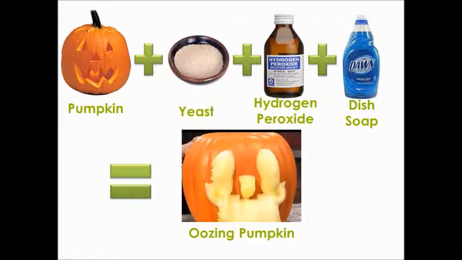When hydrogen peroxide, dish soap, and yeast are combined, the hydrogen peroxide is broken down into water and oxygen gas. The oxygen gas wants to escape from the solution, but becomes trapped within the dish soap. As a result, a foam is formed. This is what you observed oozing out of the pumpkin. In the following video, you'll observe the same experiment that you performed, but on a larger scale.